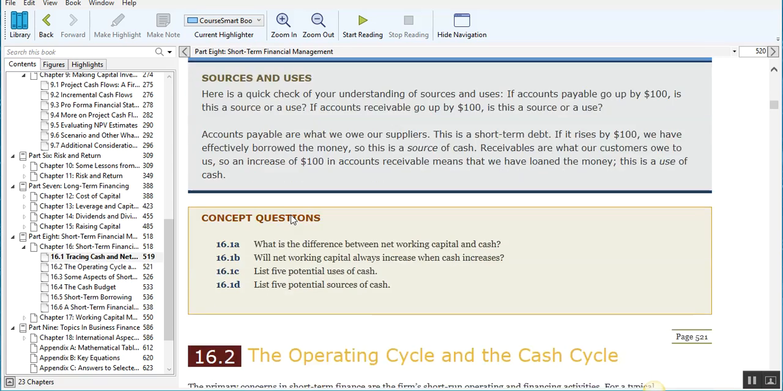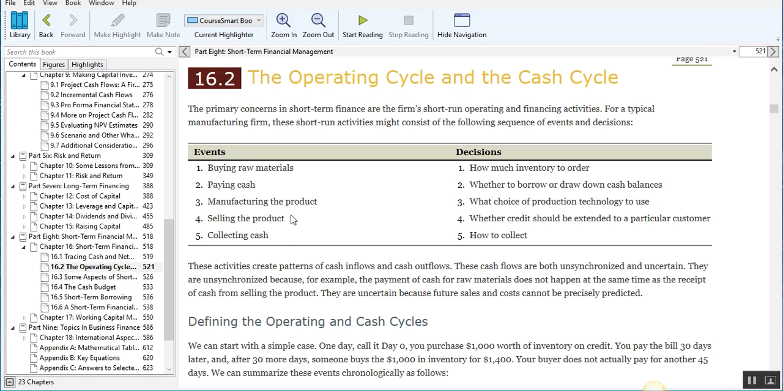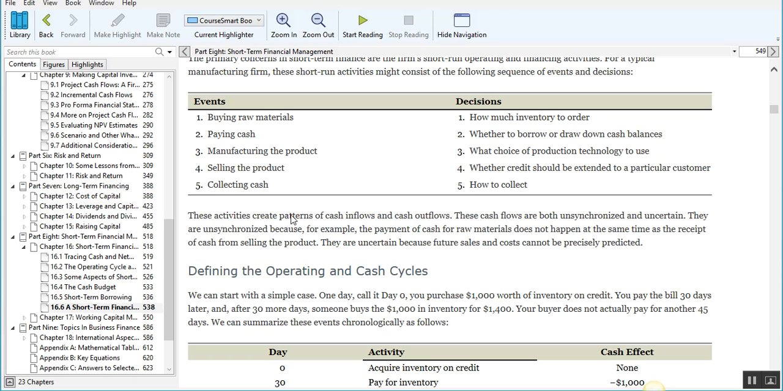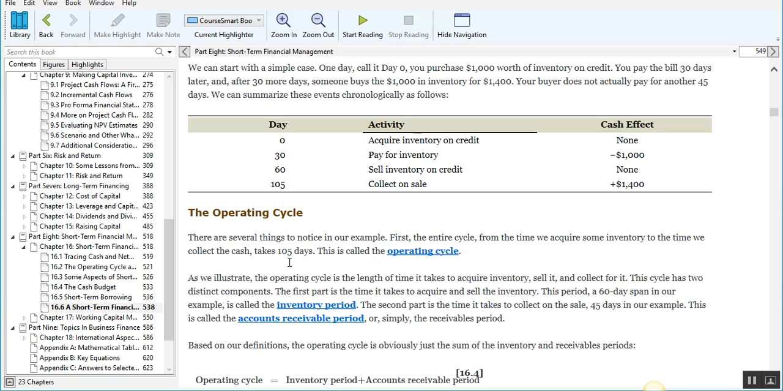Now, what we're looking at here is that there are two cycles, the operating cycle and the cash cycle. An operating cycle basically is the time it takes a business to acquire inventory, pay for the inventory, and then sell it and collect cash. So you can see the steps here in this short list. It's taking this company 105 days to go from the time they acquire the inventory to when they actually collect it in cash. That's called the operating cycle.